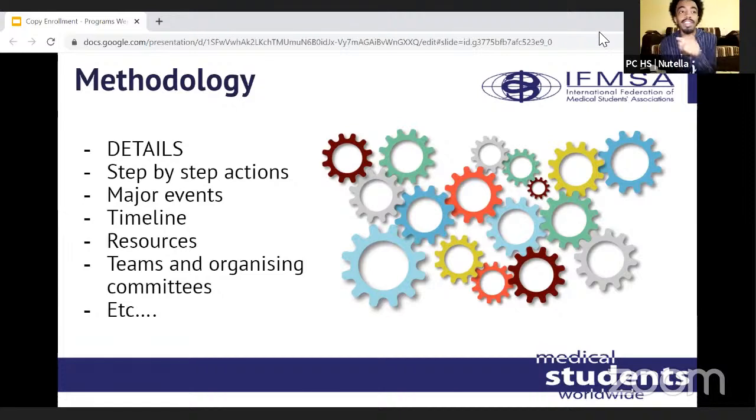When it comes to methodology, we need to know what exactly you are doing, which means we need details. We need to know when you are going to initiate the activity. When are you going to open a call for an organizing committee? Is there an organizing committee? Who is involved with that particular activity? What type of resources are you going to use? Are you going to conduct a campaign? Are you going to have a workshop? Several workshops? Are you going to carry out sessions?